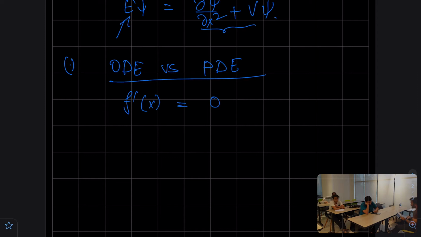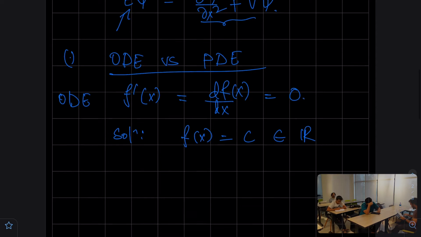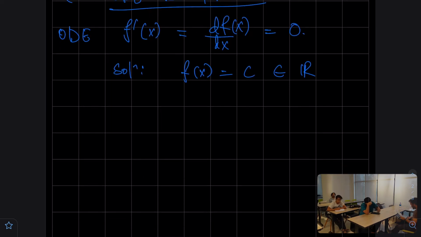This is a first order ODE. When I say prime, let me just make this. This is a first order linear ODE, and it has a solution. The most general solution is some constant, which is really a real number. Now, for a PDE, you need actually more than one variable, so let us work with two variables.